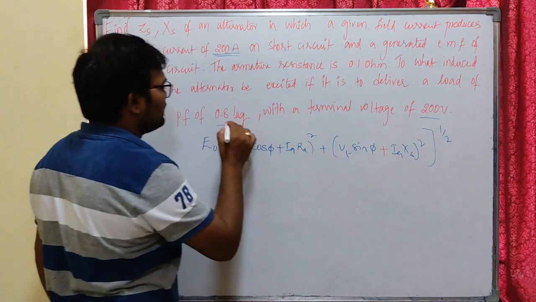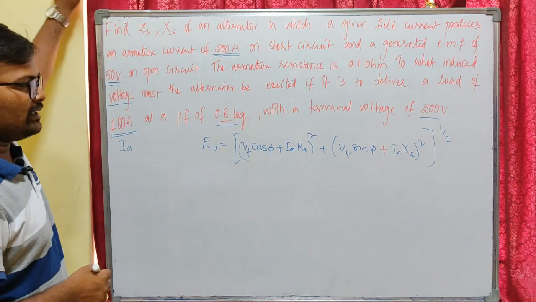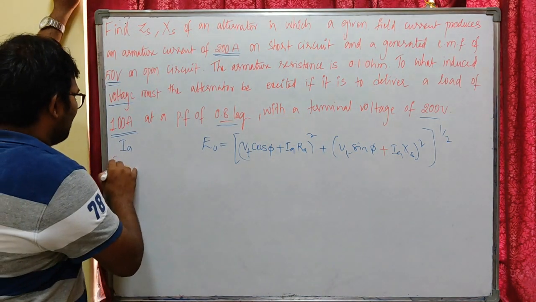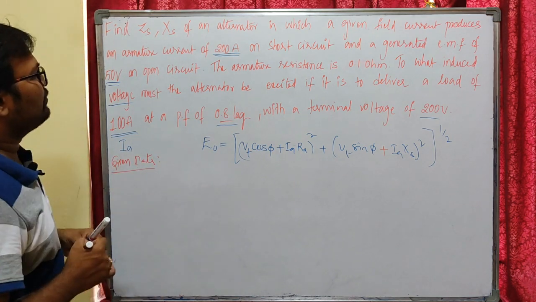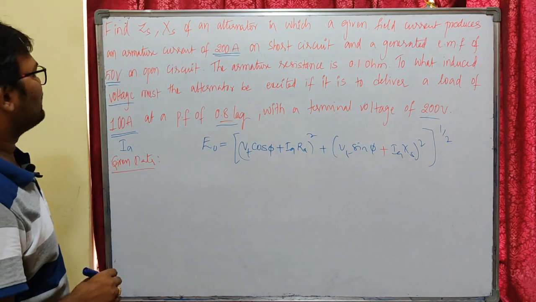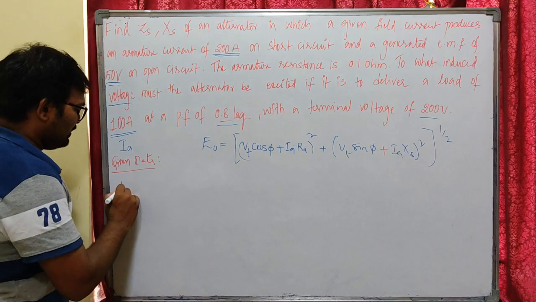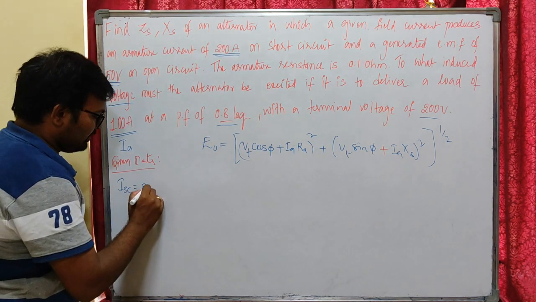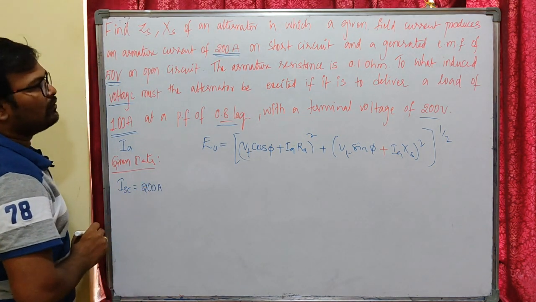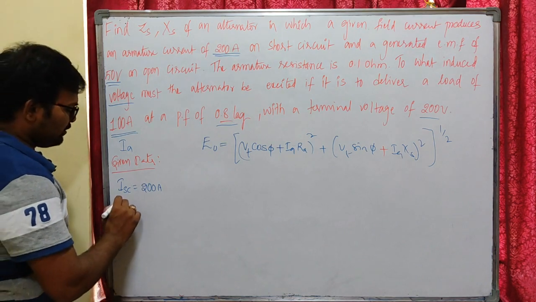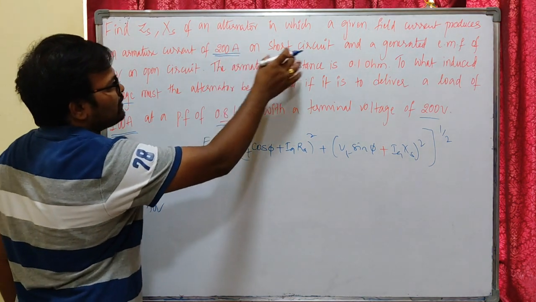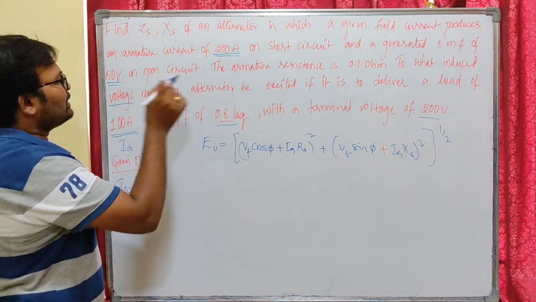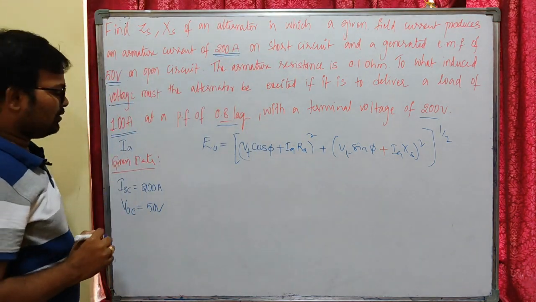Okay, the question mentions lagging, so we must take positive there. So let us write the given data. Given data is, we need to find Zs and Xs, and the current produced under short circuit condition is Isc, which is 200 amperes. The voltage generated under open circuit condition, that is Voc, is 50 volts.